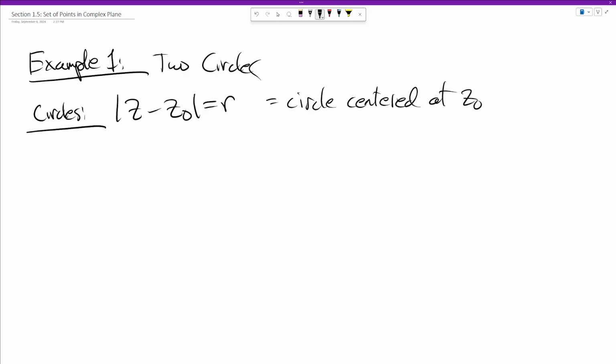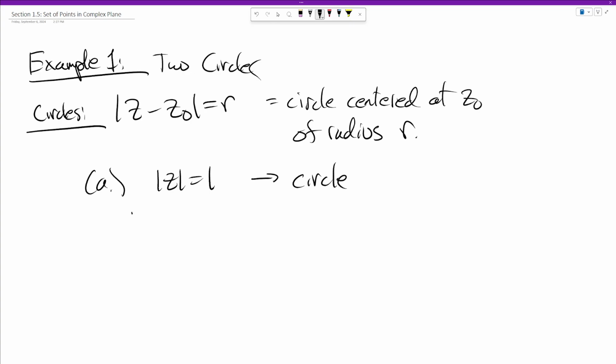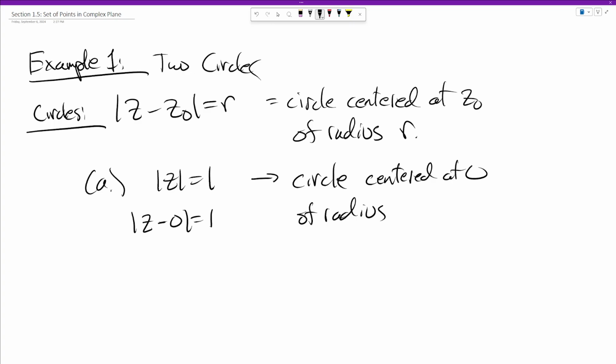and of radius r is just the set of points z such that the distance from z to z0, which is the modulus of z minus z0, is that fixed radius r. And that's it. So we saw, for example, already that when the modulus of z is 1, then this describes a circle which we can rewrite if we like as the modulus of z minus 0 equals 1. So we can write this as a circle centered at the origin of radius 1.